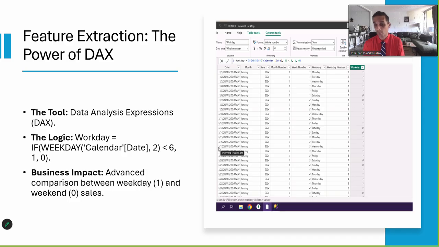For example, I created a workday attribute where 1 represents Monday through Friday and 0 represents weekends. This level of granularity is essential for the team to understand if our peak sales coincide within the standard work week or leisure periods. This insight directly impacts how we optimize staffing levels and store hours.